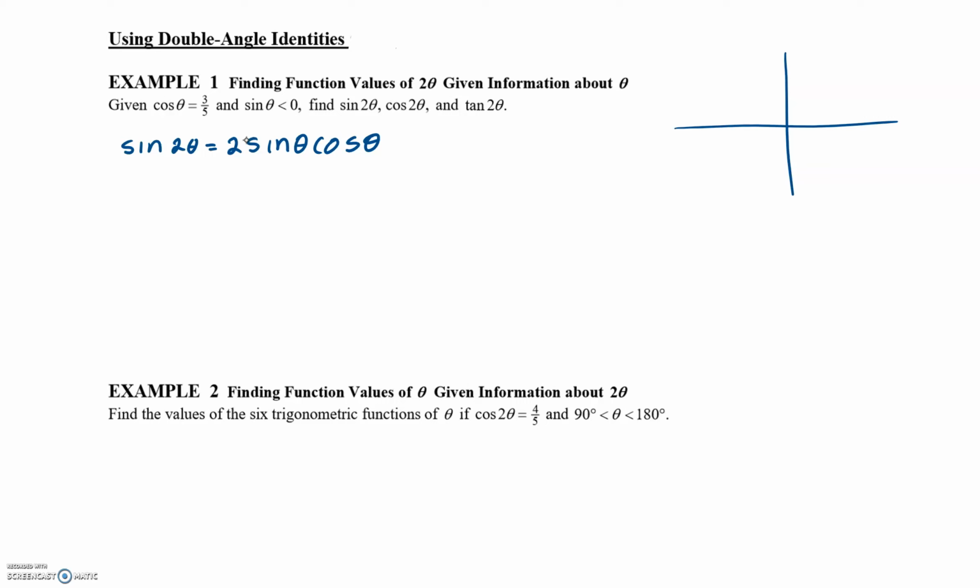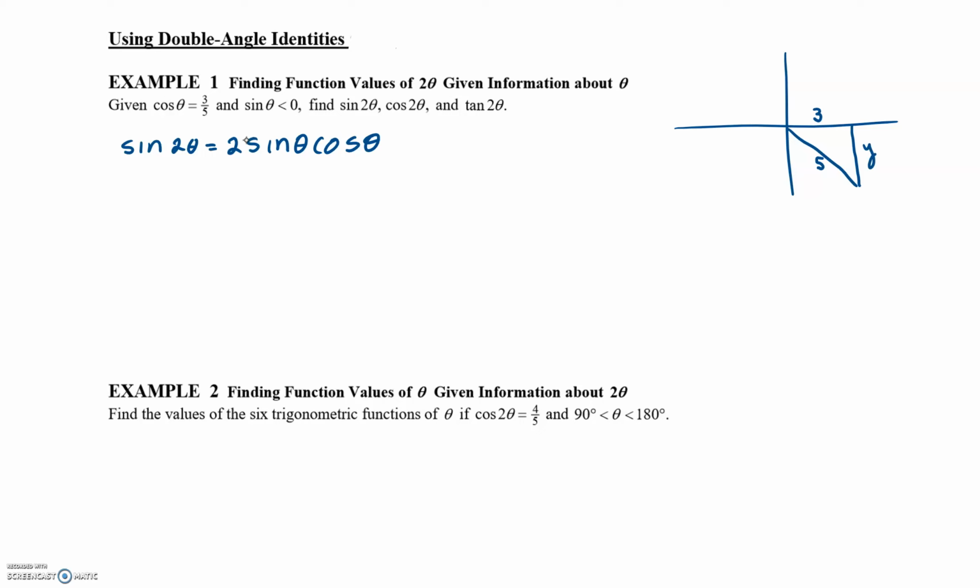We know that sine of theta is negative, so it's either in the third or fourth quadrant. But cosine of theta is positive, so I'm going to put it in the fourth quadrant. It's the only quadrant that makes sense because cosine of theta has to be positive. Cosine of theta being positive is only in quadrant 1, because the x is positive, or 4. But then the sine of theta being negative makes it in 4.